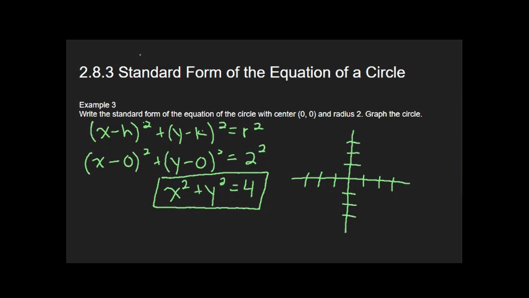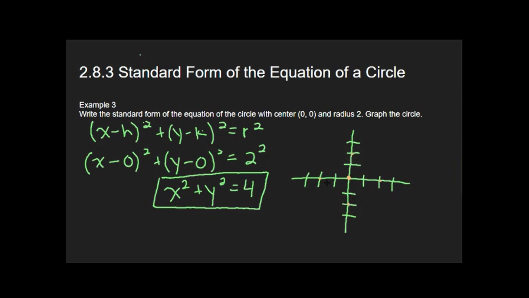Okay, so we know that our center is at 0, 0, so we can put a little dot there to represent the center. And then we know that it has a radius of 2. That means from the center, it goes out 2 units in all directions. Now there's an infinite number of points that would be, but let's just use the easiest ones to calculate. We're going to go 2 to the left from the center, put a dot there, and 2 to the right of the center, put a dot there, 2 up from the center, and 2 down from the center.